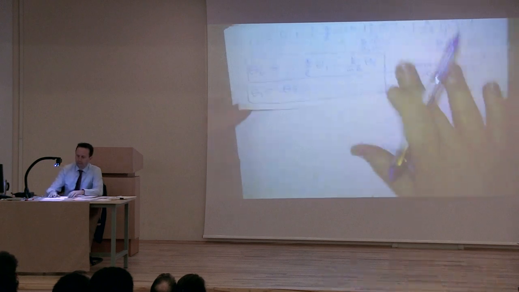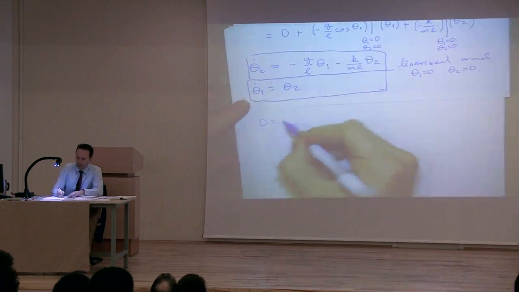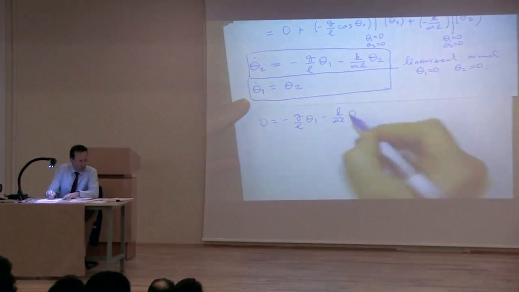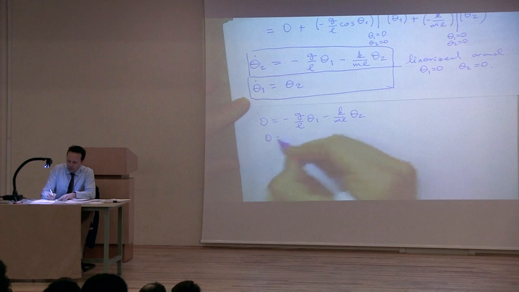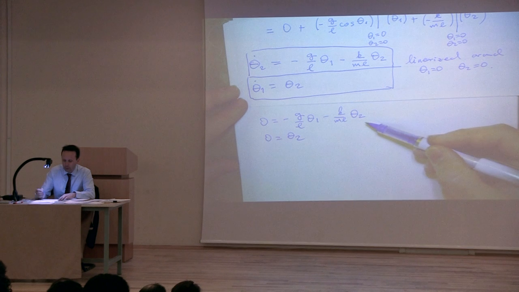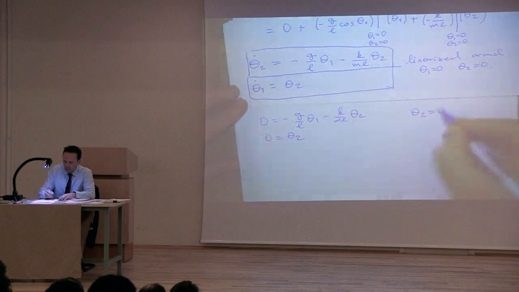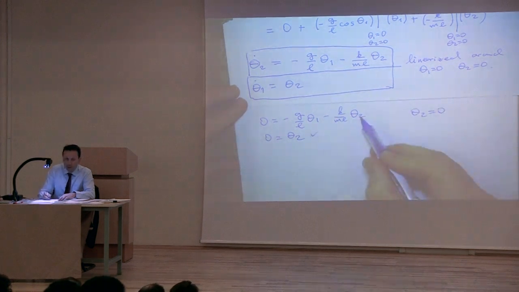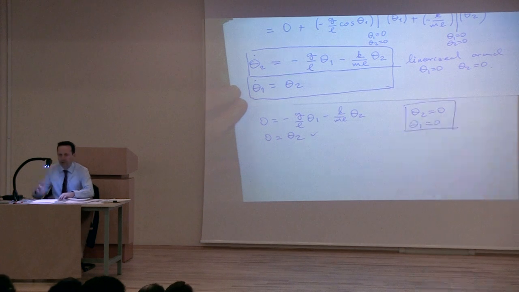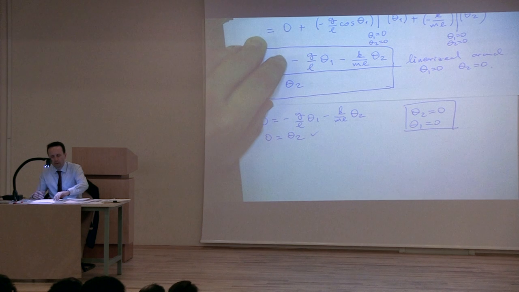Because you will set 0 equal to minus g/L theta 1 minus K divided by ML theta 2, and then 0 is equal to theta 2. Basically, setting these equal to 0 so you can find the equilibrium point. Theta 2 is equal to 0, it's already here. If you put this one equal to 0, then theta 1 will also be equal to 0. So the equilibrium point of the linear system is also 0, 0. Good.